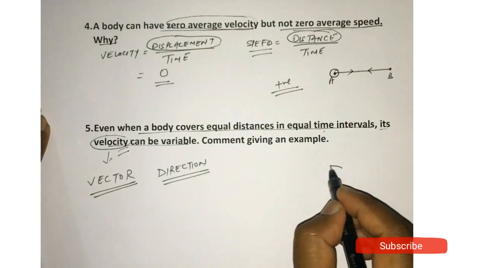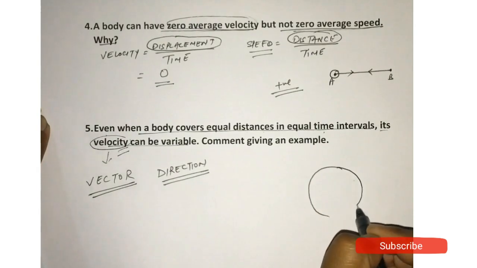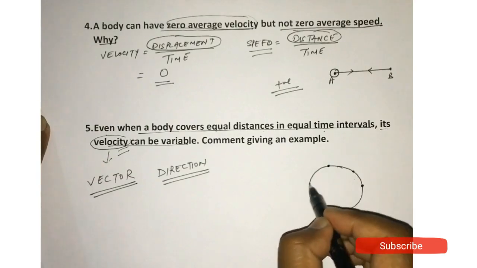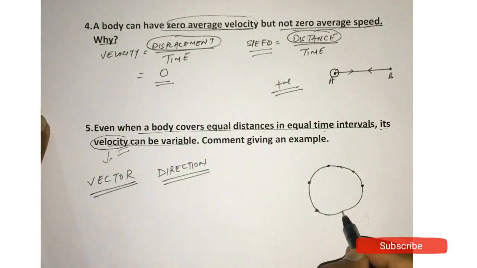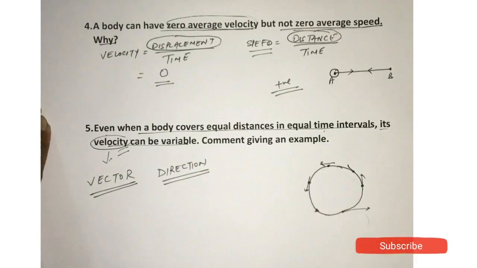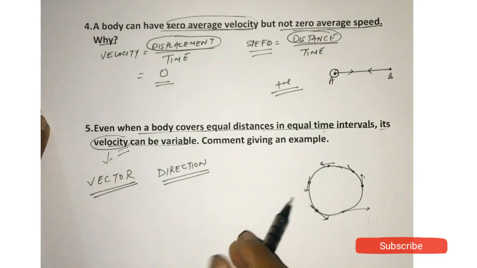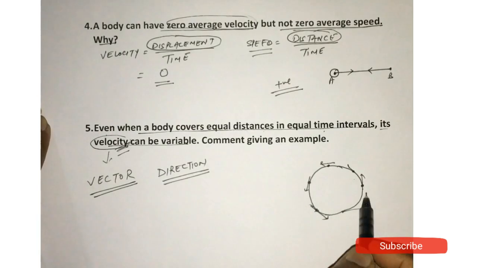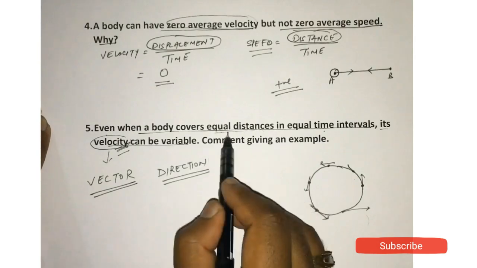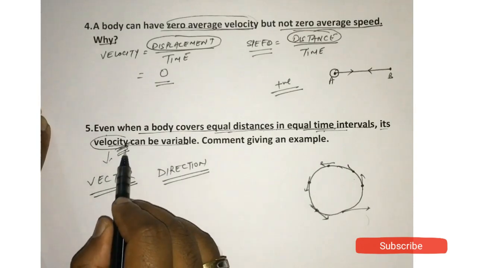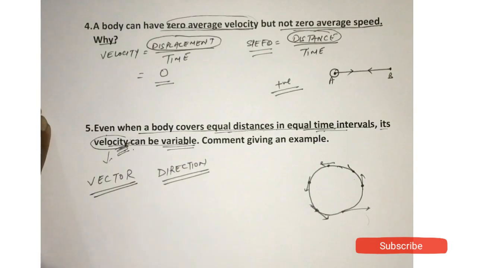Suppose a body is moving in a circular path like this. At every point of this path, the body changes its direction. Fine. So if the body changes its direction, its velocity changes. So even if the body has constant speed, which means it covers equal distances in equal time intervals, the velocity can change. Velocity can be variable.